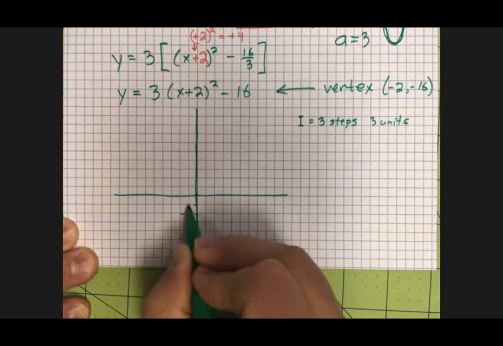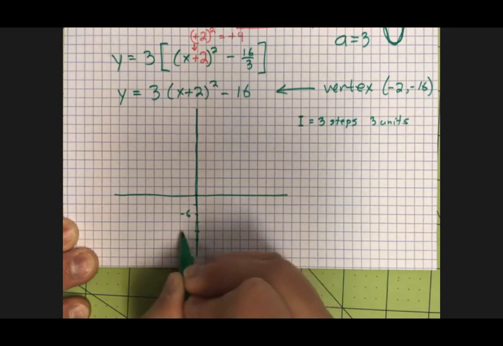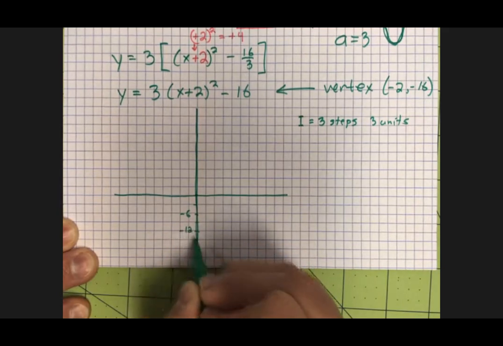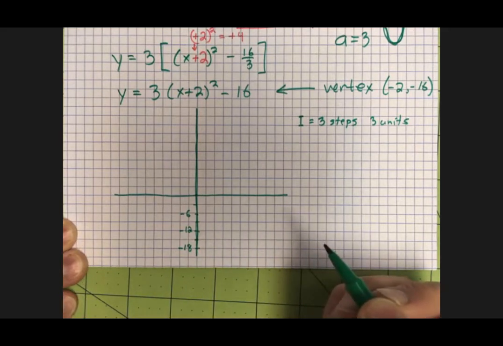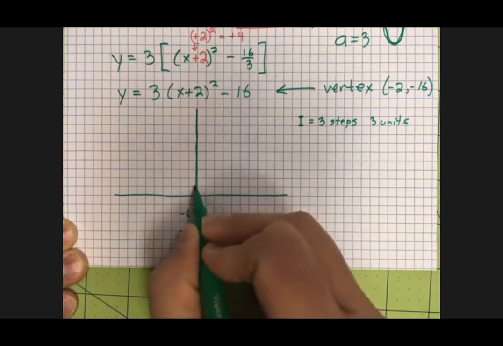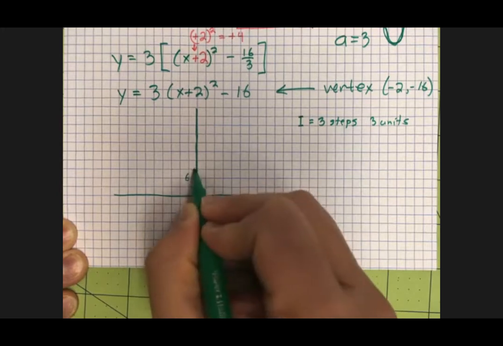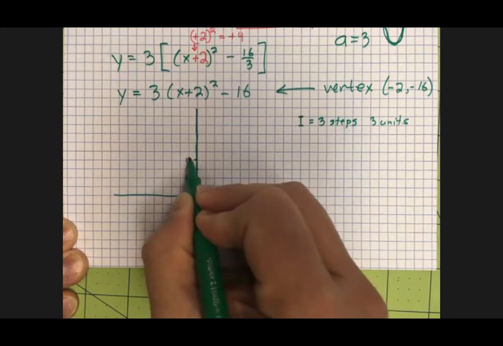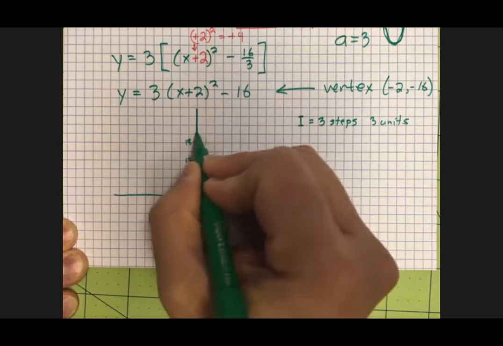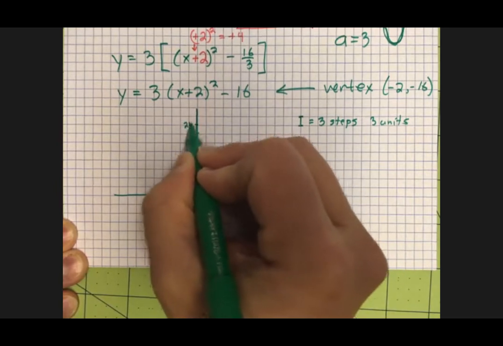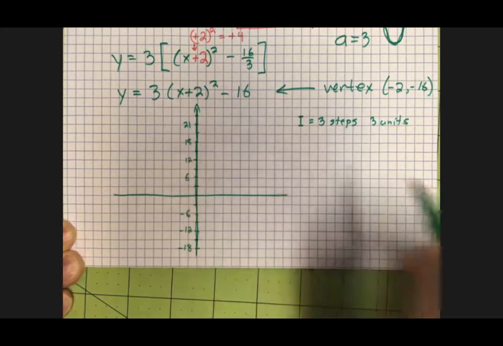No, I'm not going to mark -3, -6, -9, -12. Let's just do a -6, -12, -18. And on the top, let's just do a 6, 12, 18, 21. That's going to give me plenty of space.